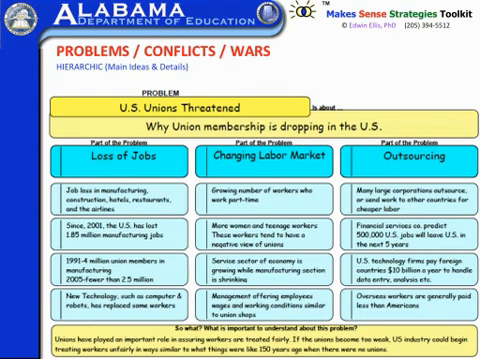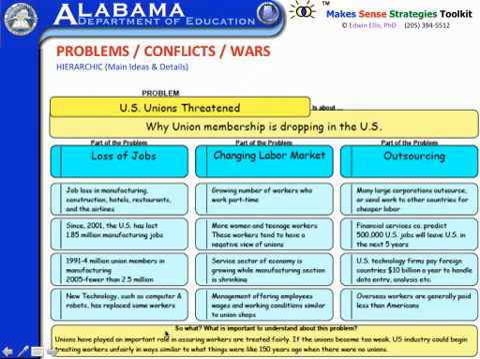This one illustrates sort of a decompiling of a problem. For an example, why unions felt threatened. And so part of the problem was loss of jobs, part of it was the changing labor market, part of it was outsourcing. And so these are the various significant details associated with each of those.